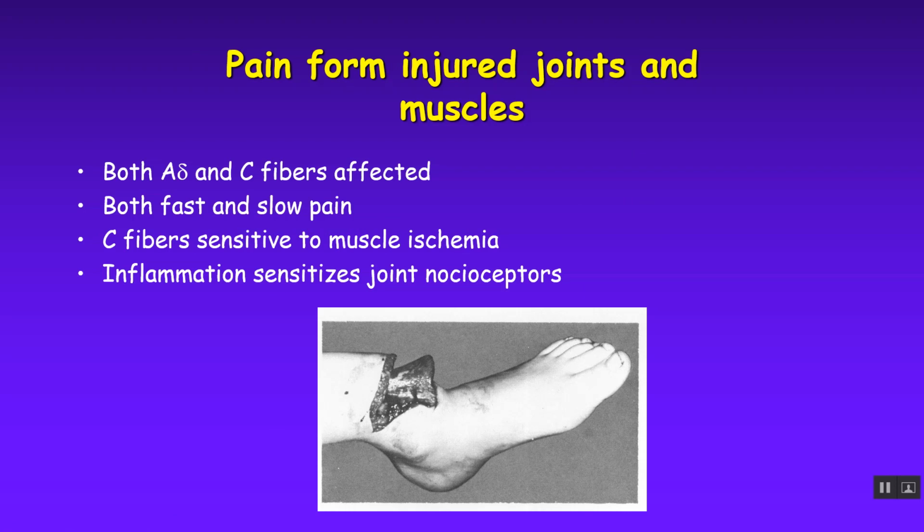So let's talk about specific types of pain. We're going to focus on pain now, which is obviously a sensory experience. So talking about pain from injured joints and muscles, the actual initial trauma to a joint or muscle. Both A delta fibers and C fibers are going to be affected here. So you're going to get the fast pain, and then the slow pain is going to come via those peripheral fibers. The C fibers are very important for sensitizing.